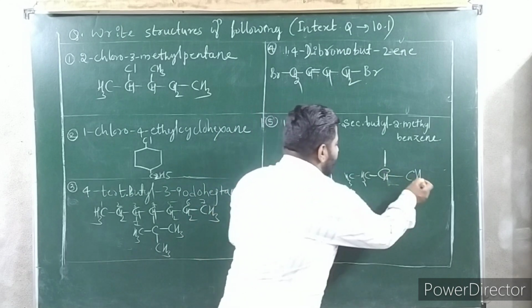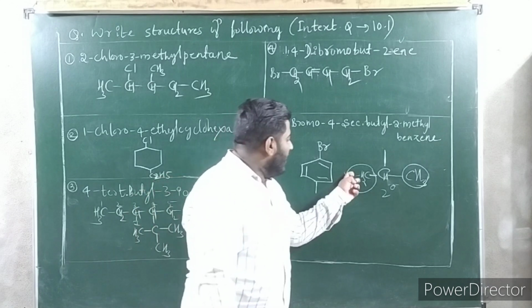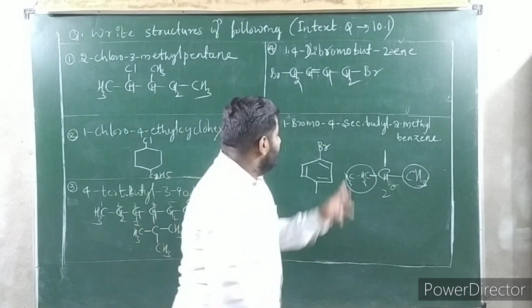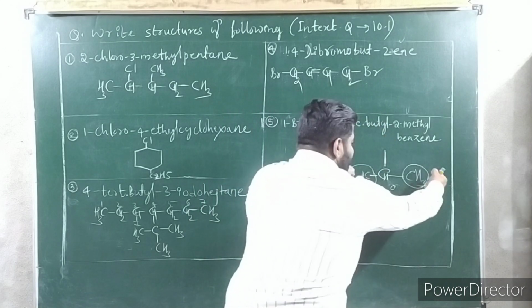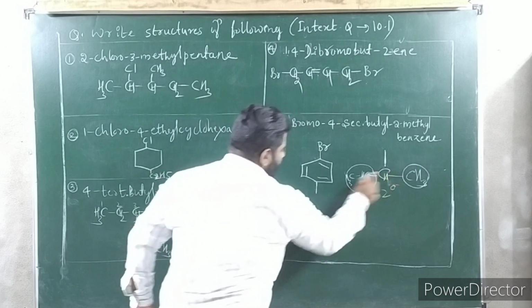The functional group attached carbon is having 2 substituents. This is called secondary, no? 1, 2, 3, 4. 4 carbons are there. Therefore, it is called secondary butyl. 4-secondary butyl. Then you take this one and add here. Getting my point? So, this carbon should be added to benzene.